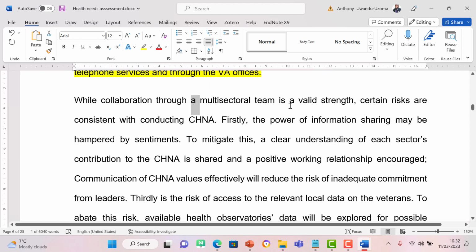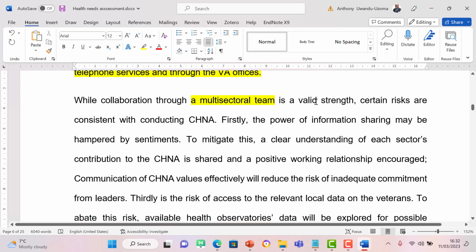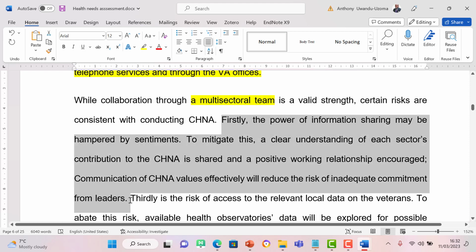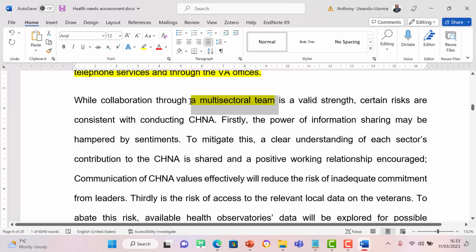And then she mentioned other principles of public health like multi-sectoral collaboration, and then gave reasons. That's the critical analysis now. Why this is important. The author mentioned the power of information sharing. If you say multi-sectoral collaboration is very, very important, what are the advantages and what are the disadvantages? That's critical analysis, as simple as that.